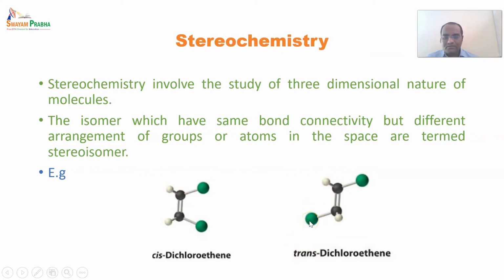This is due to steric hindrance. If we consider this group, there will be steric repulsion because they are close to each other. But here the distance is quite long, so there will be no steric repulsion, or very minimum steric repulsion. In the case of the cis one, there will be a steric repulsion. That is why trans isomers are more stable than cis isomers.